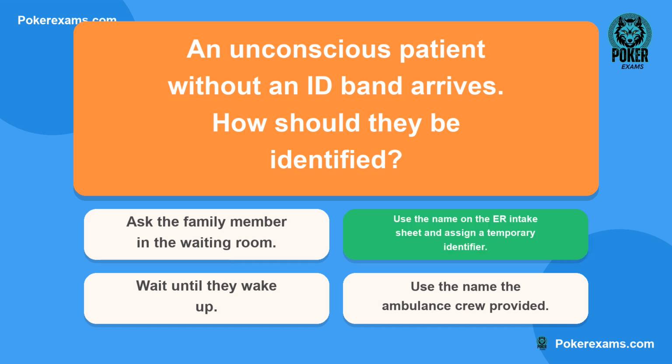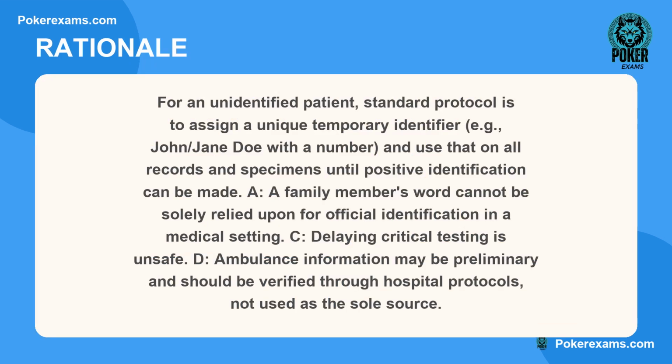The correct answer is B. Here is why. For an unidentified patient, standard protocol is to assign a unique temporary identifier, e.g., John/Jane Doe with a number, and use that on all records and specimens until positive identification can be made.